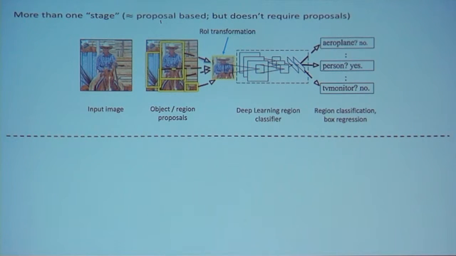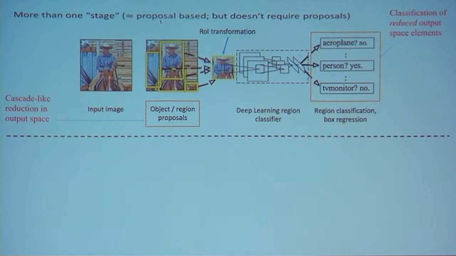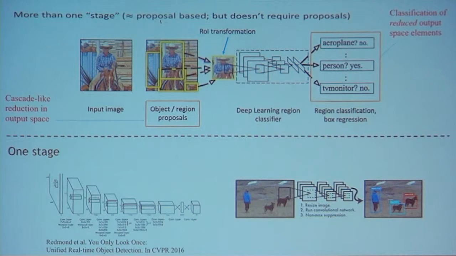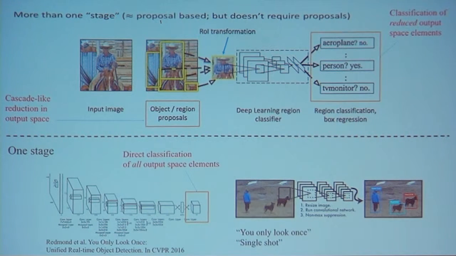The two-stage network typically works like this. You get an image, and you first figure out where the objects are, right? You find these boxes, also called proposals, or regions of interest. Once you find these, it's going to be easier. You just crop it, do pooling and resize it to a fixed, typically 7x7 region, and then you do classification. This way you made the problem simpler once you generated all these regions. The single stage actually doesn't do this, and it directly classifies all output space elements.